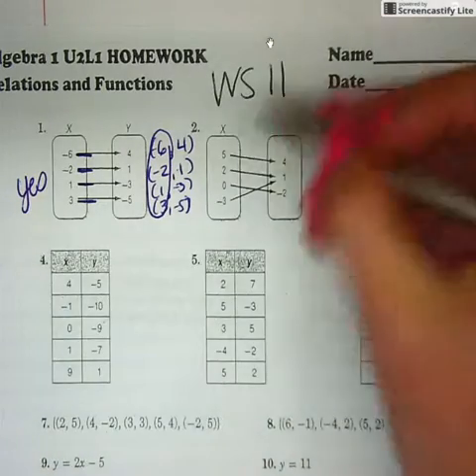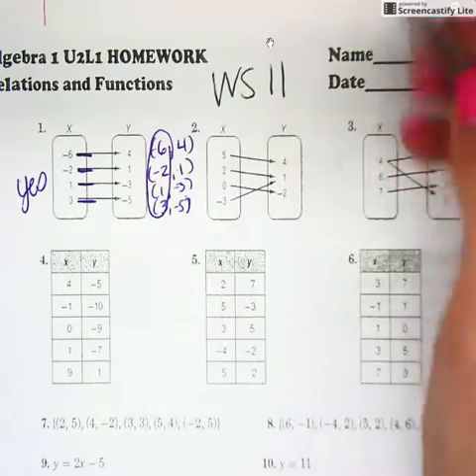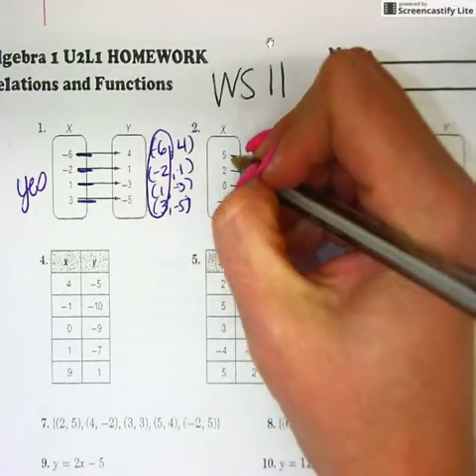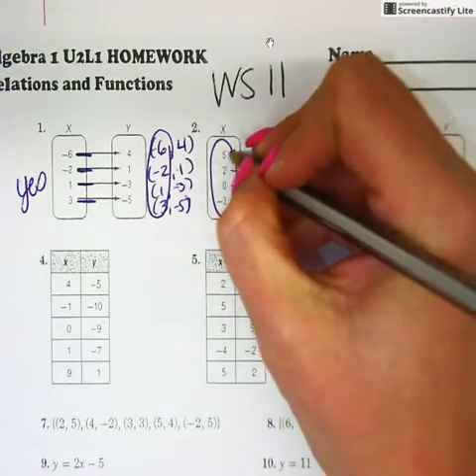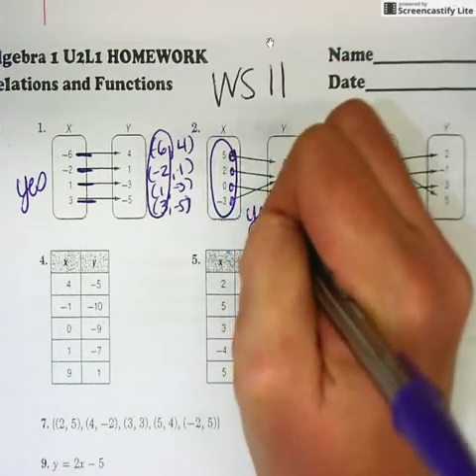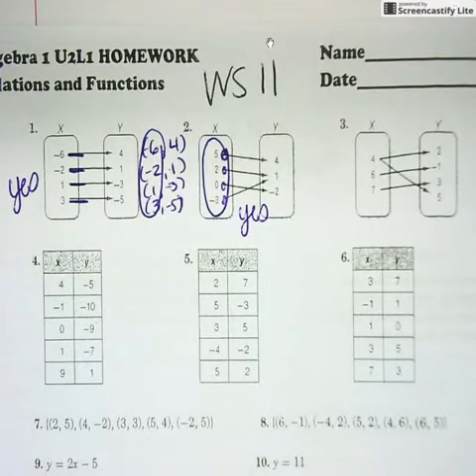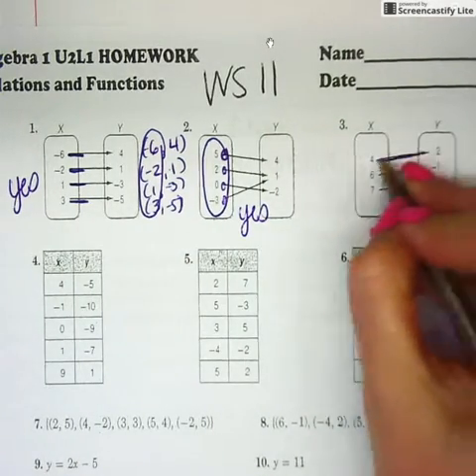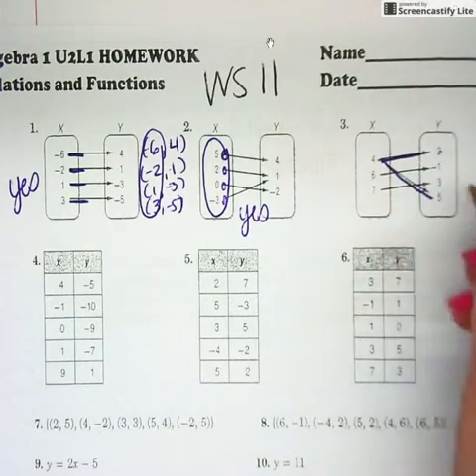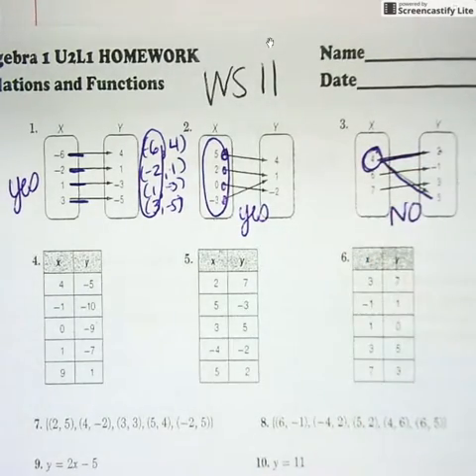Okay, number 2: (5, 4), (2, 1), (0, -2), and (-3, 1). Again, none of my x's repeat. There's only one arrow coming from each one. So yes, this is a function. Now, number 3, you will notice immediately that 4 goes to 2 and to 5. So there are 2 4s, making that a no.